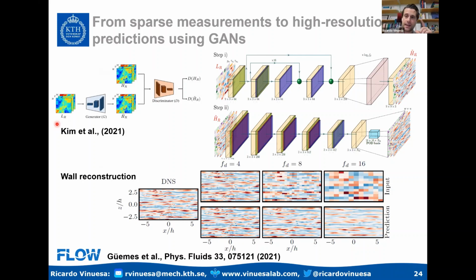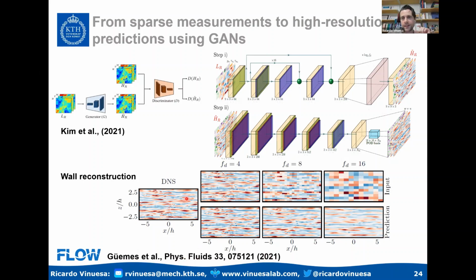Using this GAN architecture, I can produce this network that you can see here, where I use low resolution input data from the wall. Then I use the GAN to produce high resolution data at the wall. And using the high resolution data at the wall, I will produce the velocity fluctuations in high resolution above the wall. This is actually quite an interesting approach. By the way, this is work by Alejandro Güemes and collaborators, and this is published in Physics of Fluids. So you can see all the references here.